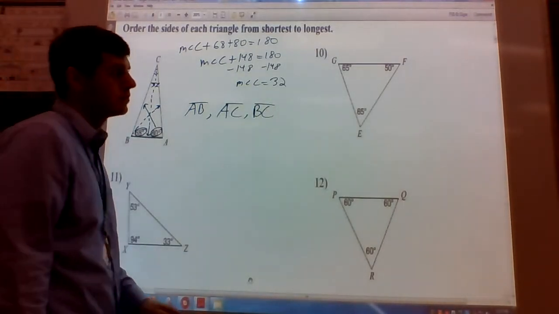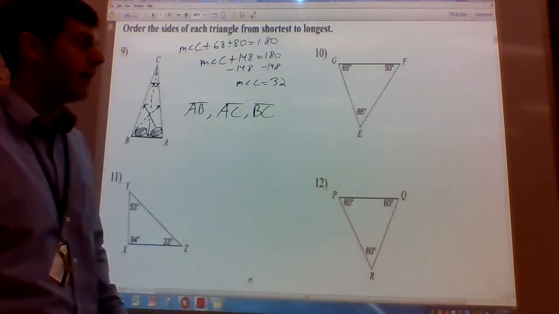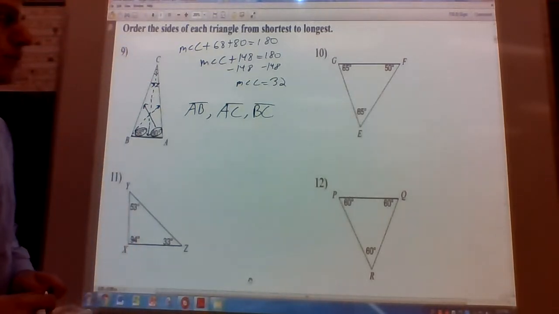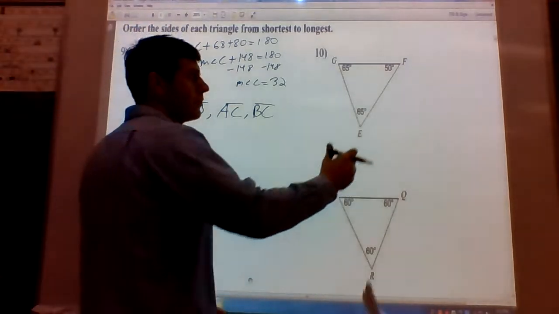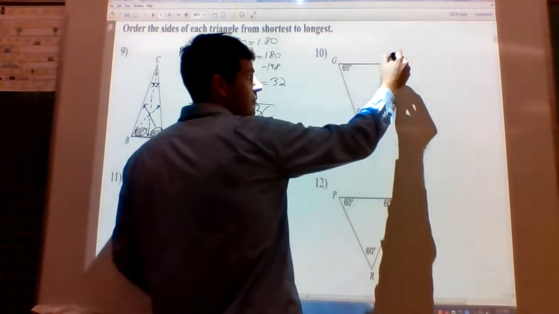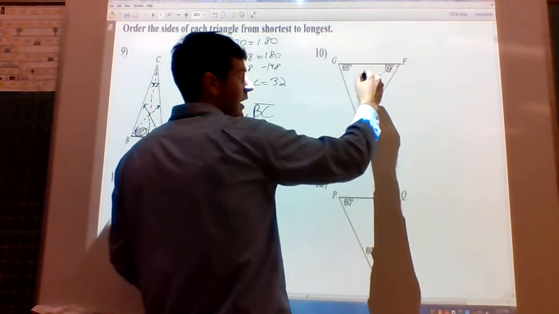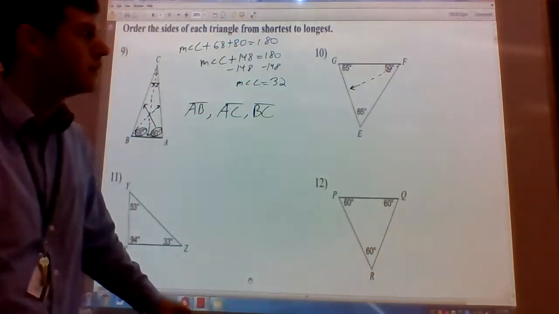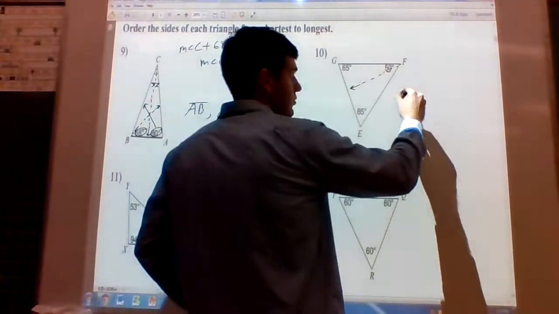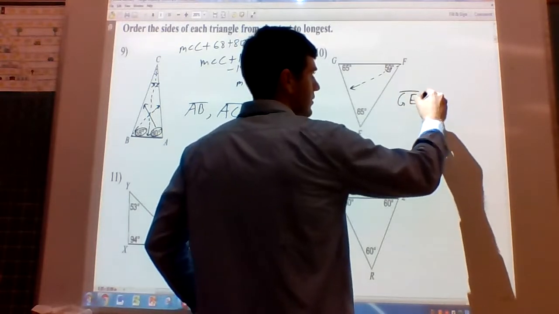Number 10, we have angle F is 50 degrees. The measure of angle E is 65 degrees. The measure of angle G is 65 degrees. So angle F is the smallest angle at 50. So we look at the opposite side, which is GE. So GE is going to be our shortest side.